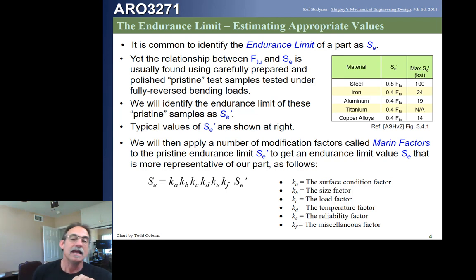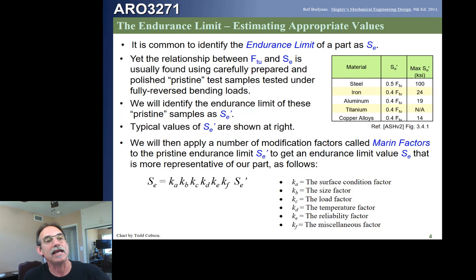So let's take a look at that. Once we collect these factors, for each effect we're going to come up with a modification factor we'll call K. Those modification factors, Ka, Kb, are called Marin factors because he's the guy who developed this approach. We're going to come up with a factor for each and every one of these effects that might apply, and we're just going to apply them to our pristine, perfect endurance limit to calculate the endurance limit for our part. And that's how we're going to do it.